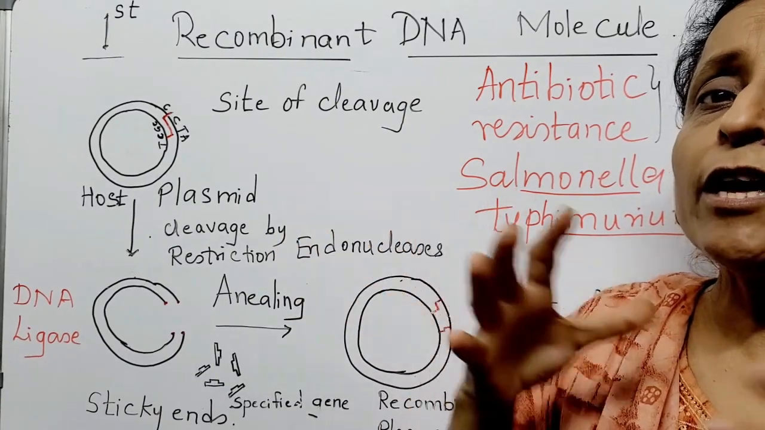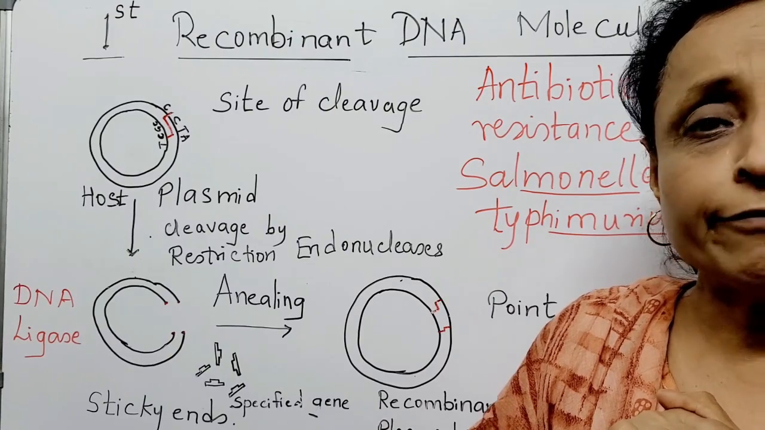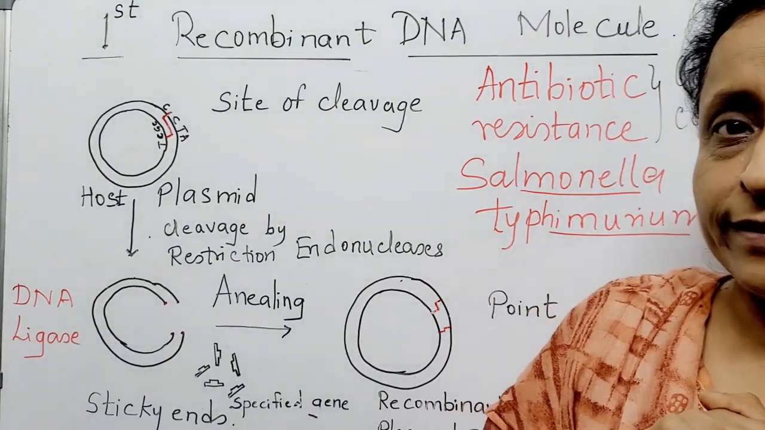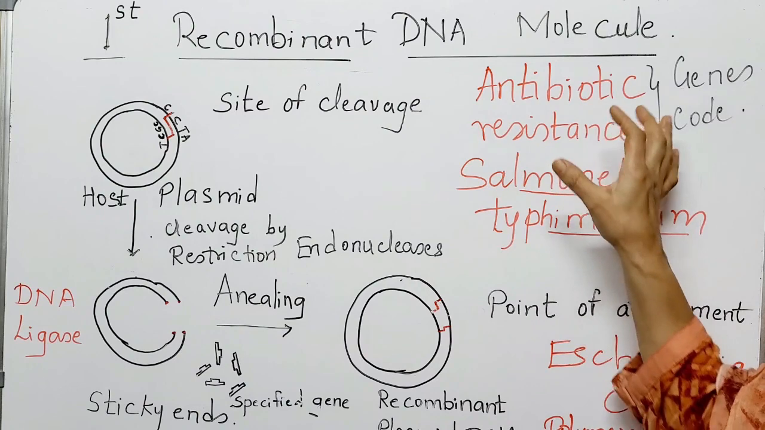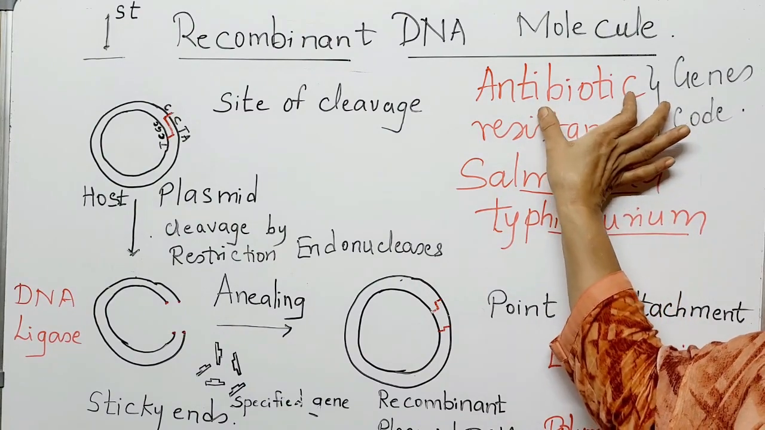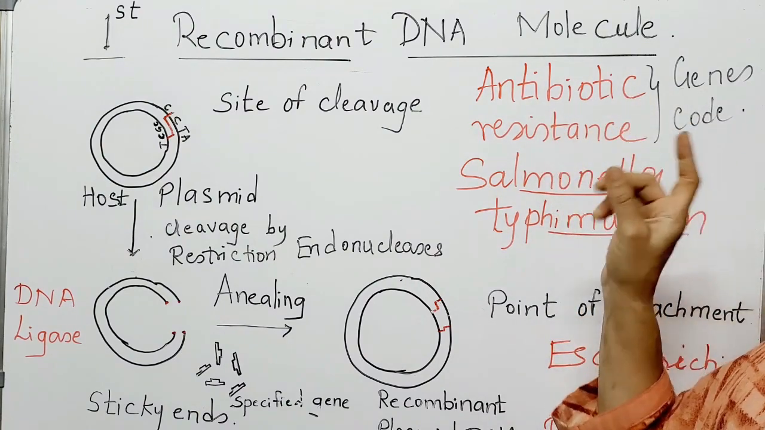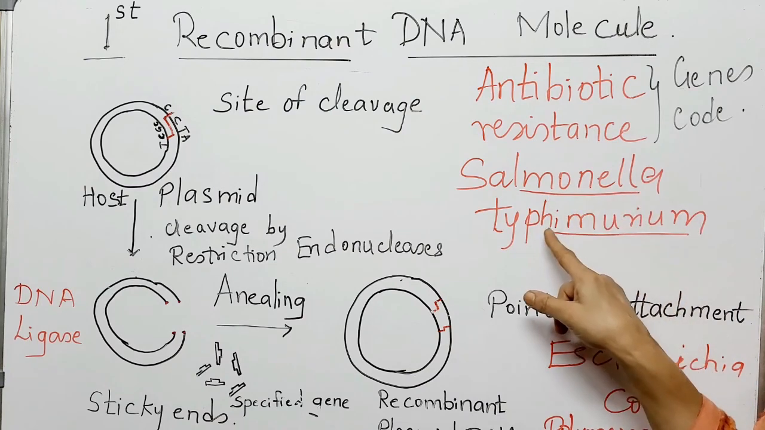So when they came together in 1972, they took out the genes of antibiotic resistance from Salmonella typhimurium.